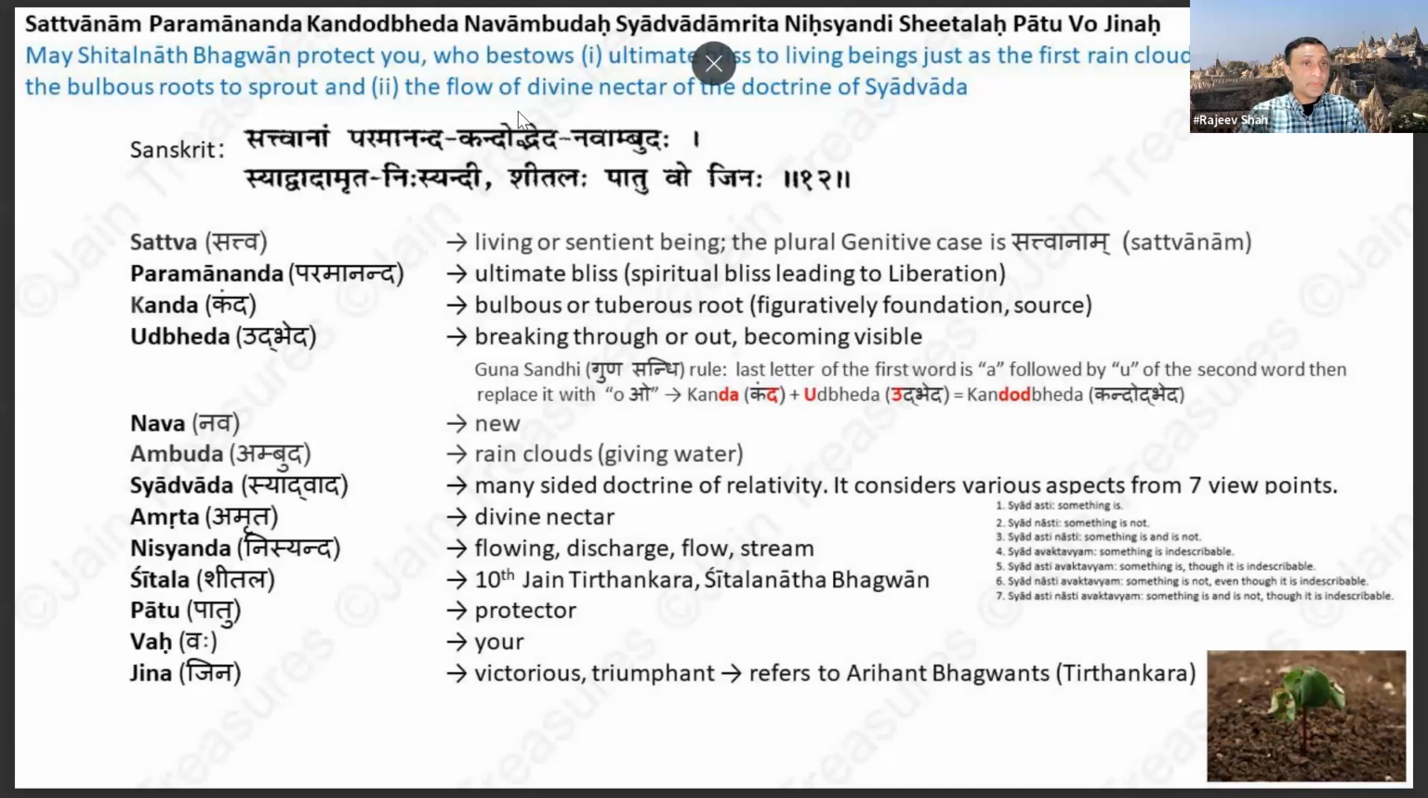And who also bestows the flow of divine nectar of the doctrine of Syadvad. So we are so lucky that we've got this doctrine of Anekantvad, Syadvad, which makes us tolerant to many different viewpoints. So we do not become very rigid or fixated upon certain points. That's the beauty of this Syadvad. So let me just look at that. Okay.